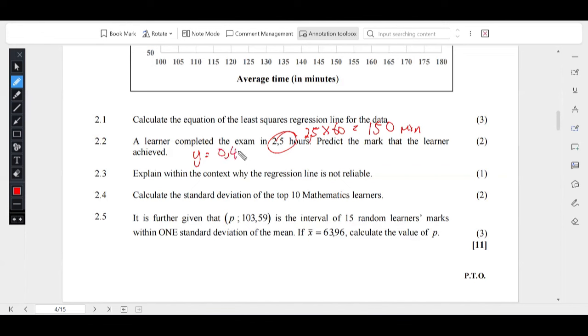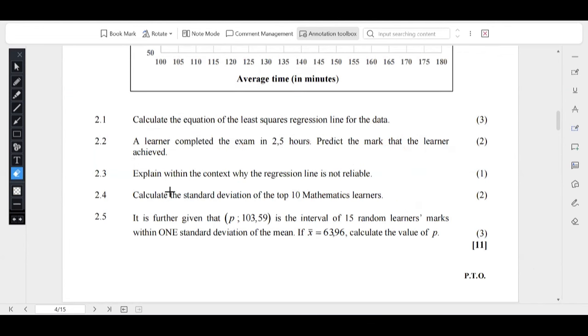So this is y is equal to 0.49 in bracket 150 plus 12.41. So if you punch that into your calculator now, we get 85.91, which we can round off to say it is approximately 86%, right? It is approximately 86%. Then explain within the context why the regression line is not reliable. Why is the regression line not reliable?